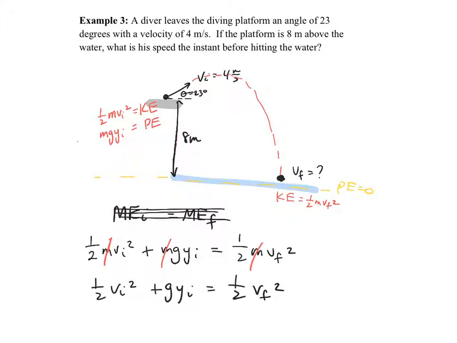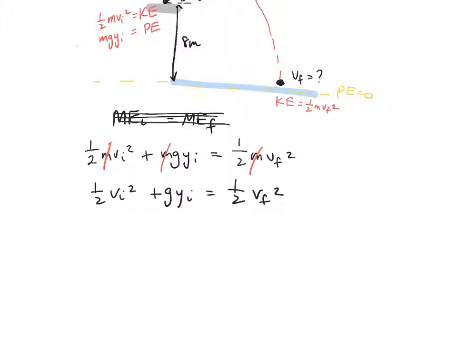My goal is once again to find the final velocity of this object. I can multiply by 2. Multiply everything by 2 makes this vi squared. Puts a 2 in front of this. And this makes this vf squared. Again, I'm multiplying the entire equation by 2.